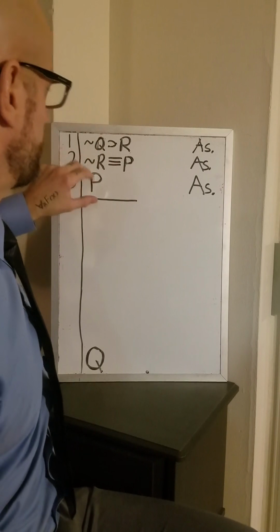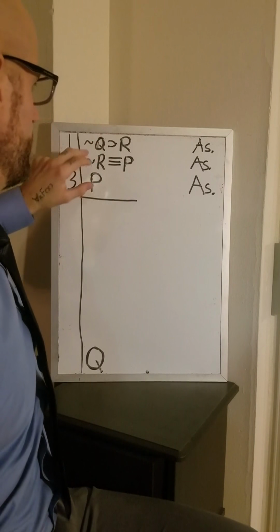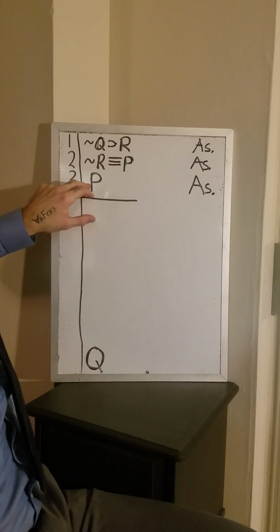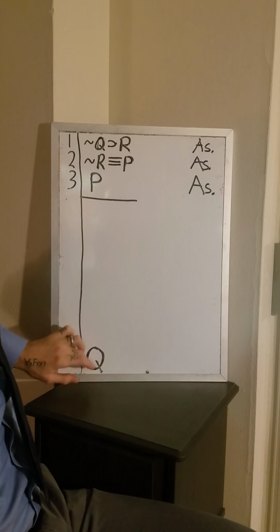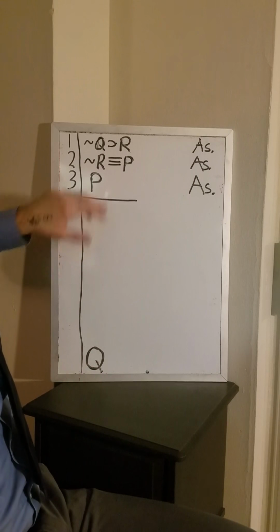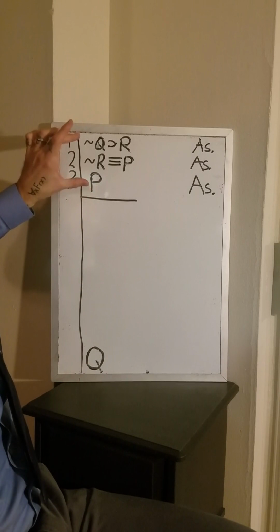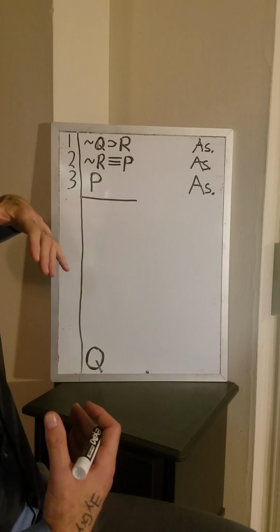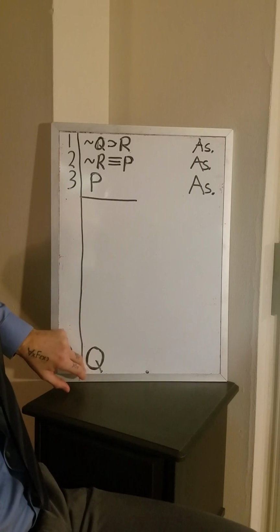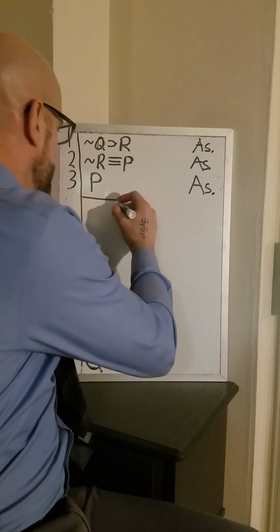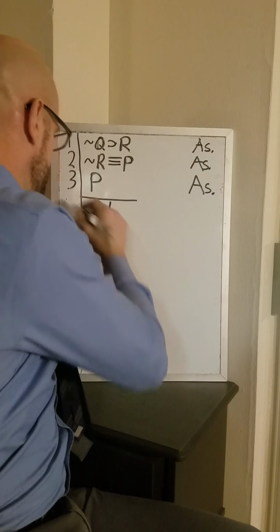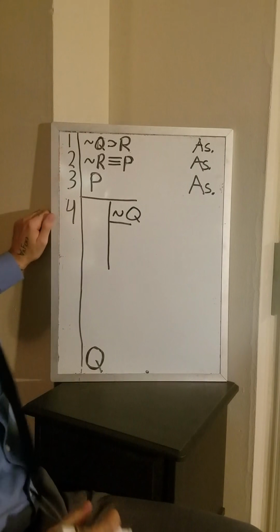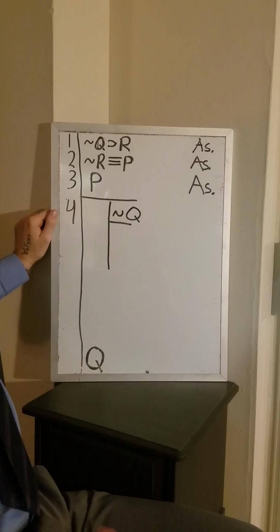So we have these assumptions, or these are the premises of our argument. If not Q, then R. Not R is equivalent to P, and P, and we're trying to get Q. All right? So there's nothing here that we can work with directly. Why don't we assume not Q and see if we can get a contradiction to come out of that? So we'll be able to derive Q. So we open up a subderivation with the assumption of not Q.